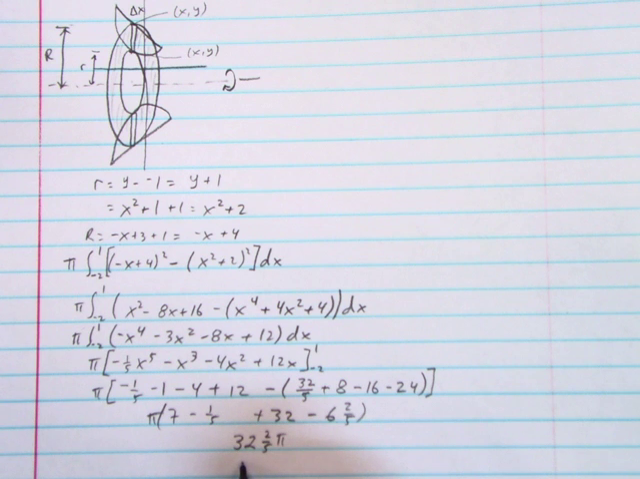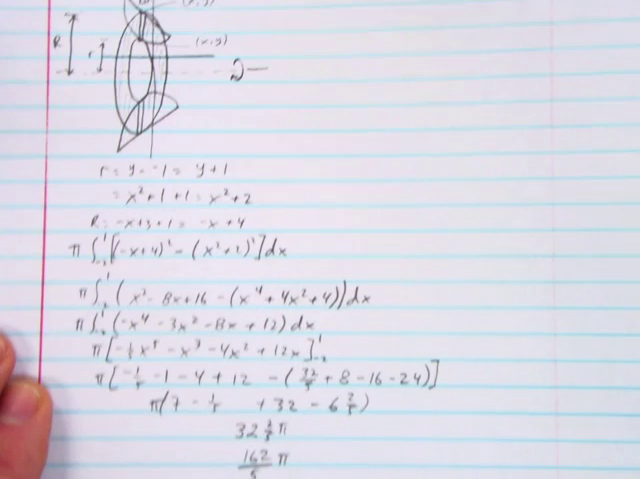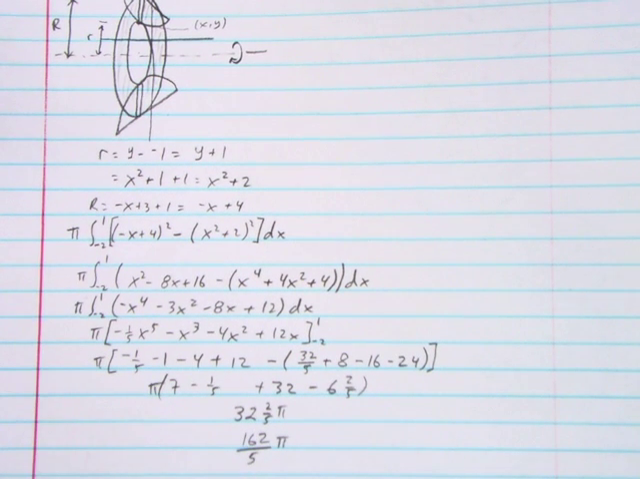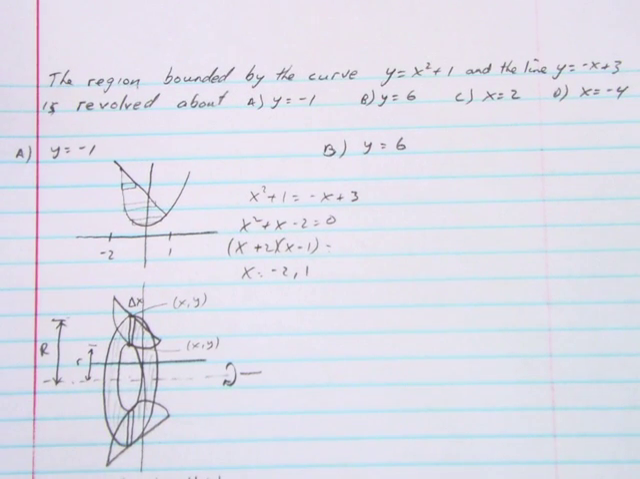You could also write it as 162 over 5 times pi. And that's it. Let's take a look at the next one. What happens when we rotate around a different line?